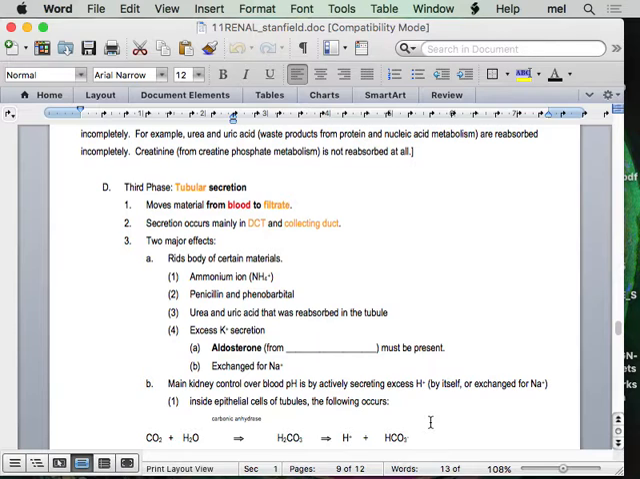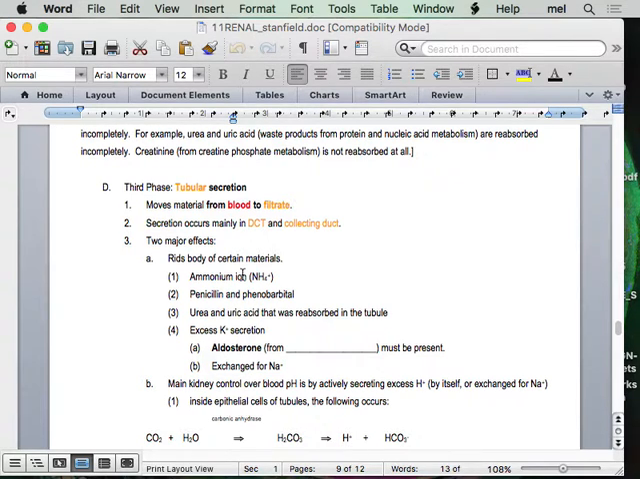And so what I'm going to do is get rid of some things that didn't move effectively or enough by filtration, like some nitrogenous waste like ammonia, some waste products from medicines like penicillin and phenobarbital, some urea and uric acid if I need to get rid of more of that. And then remember that I am going to excrete, or secrete, potassium and H plus whenever aldosterone is present, right? And it's going to happen at the DCT, right? Because this is where this happens.